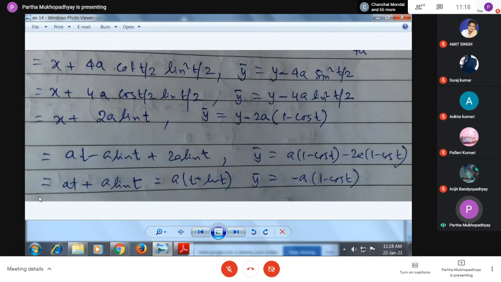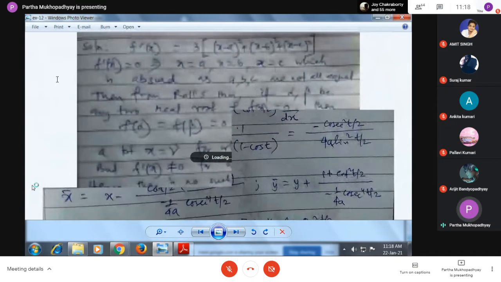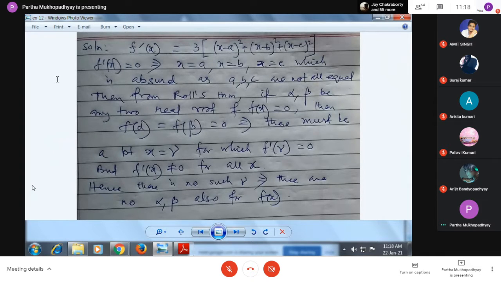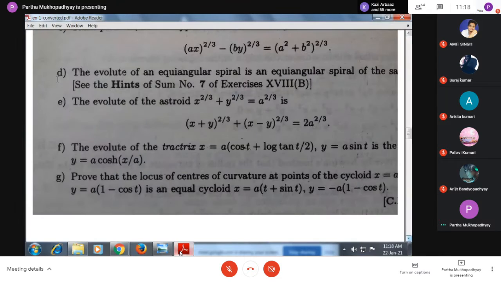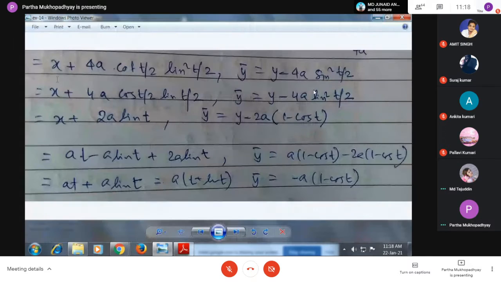That will give you x bar is equal to a t plus a sin t, that is a of t plus sine t, and y bar equal to minus a times 1 minus cos t. This a times 1 minus cos t and minus 2a times 1 minus cos t gives minus a times 1 minus cos t. So this is the required value. This was proved. x is equal to a of t plus sine t, y is equal to minus a times 1 minus cos t. So I have proved this thing.